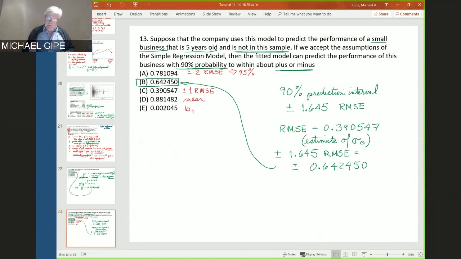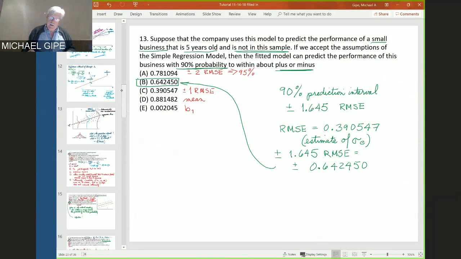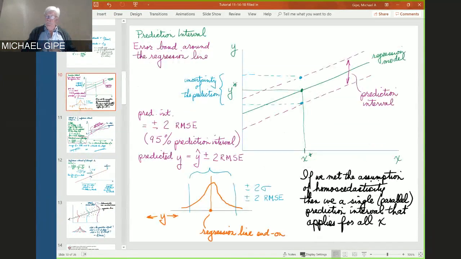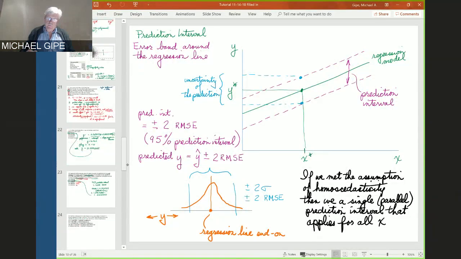Another one, easy to get, if you know how to calculate what a prediction interval is. And if you forget, we go back to this picture, plus or minus some number of RMSE. RMSE is a measure of the standard deviation of the errors in Y around the regression line. The residuals, I should say.